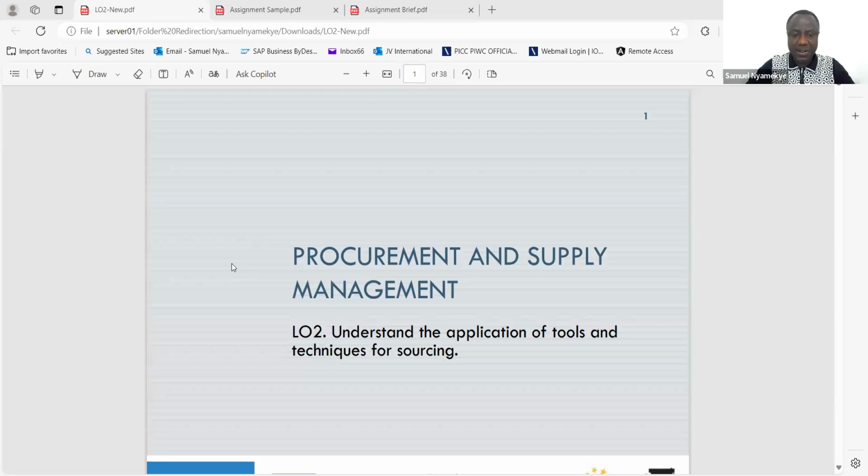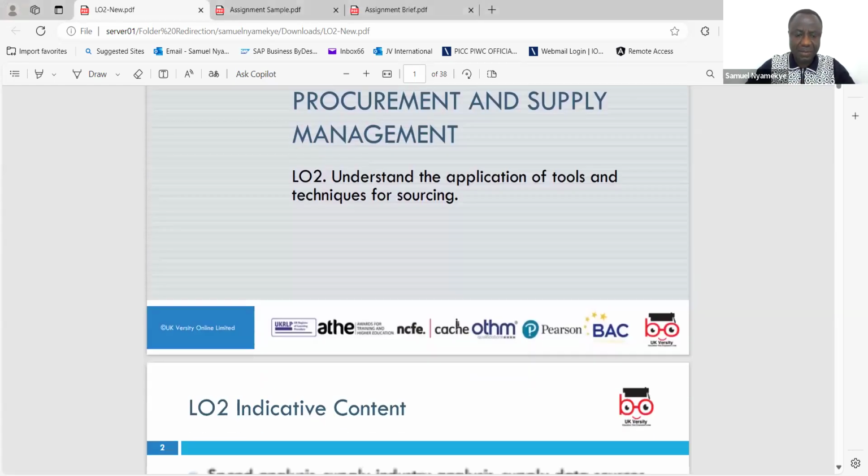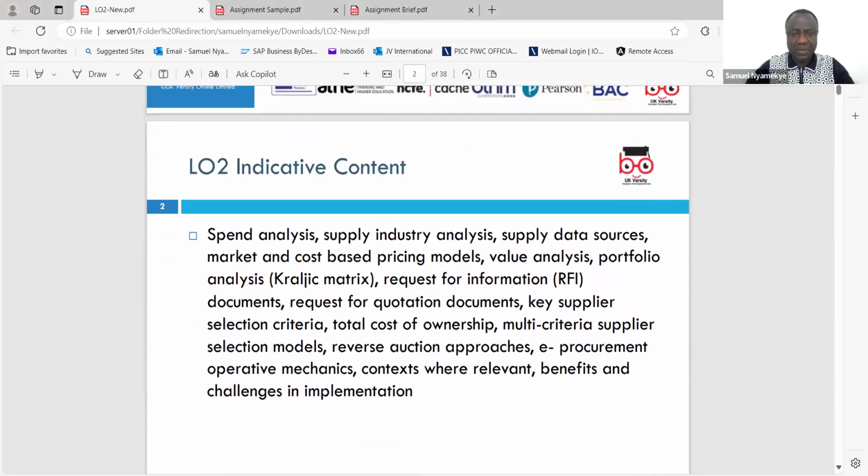We want to understand the application of tools. What are the tools, and what sort of techniques can we use to make procurement effective? I've always said that the learning outcome will just give you a summary, but you always have the indicative content, which gives you a bit more. So you would have to look at all these and read around them to get a deeper insight.